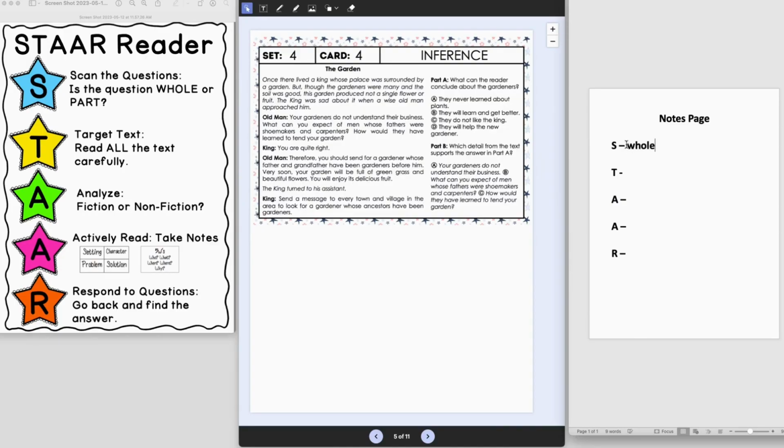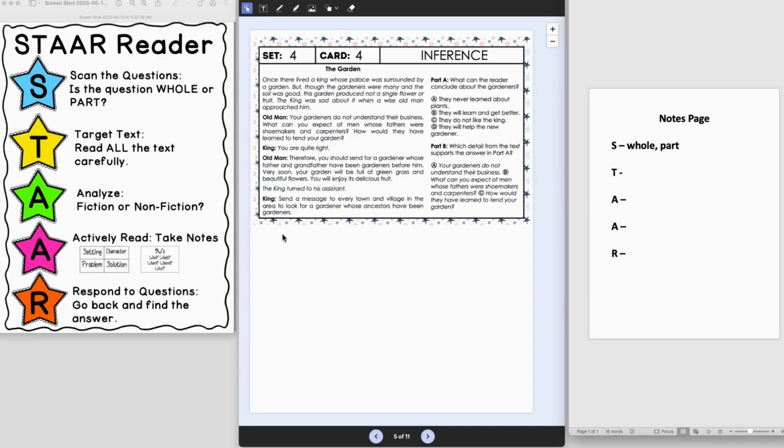And then which detail from the text supports the answer in part A? Well, we're going to do those together, but that's actually a part question because we're going to go back and look at specific sentences. Next, we're going to target the text and read all the text carefully.